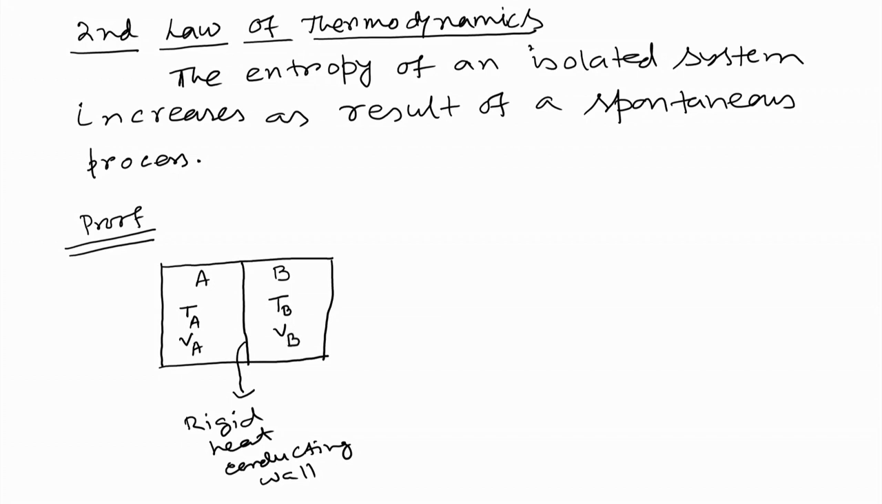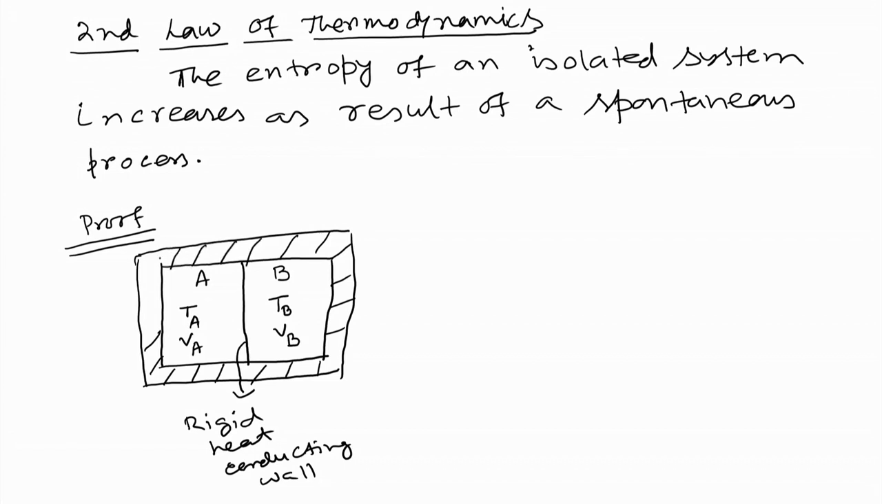And the entire system is isolated from the surroundings. Now, compartment A and compartment B are in equilibrium with themselves, meaning compartment A is in equilibrium with itself and compartment B is in equilibrium with itself, but they are not in equilibrium with each other.